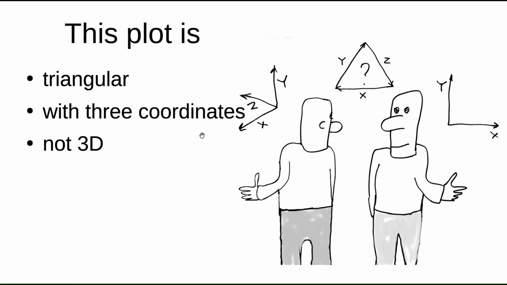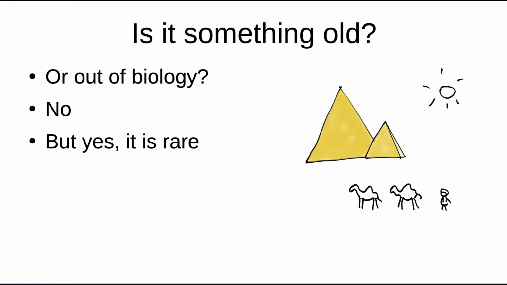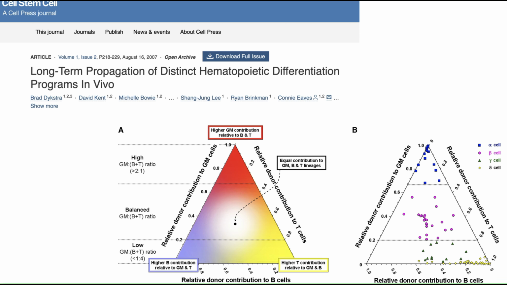We are all used to 2D plots or 3D plots where any point on the plot can be easily projected to the coordinates. But if you put a point in this plot, how do you read it? And if you never met this plot before, you might think, is it something old or out of my field? I must say, yes, it is rare, but it's not out of my field for sure.